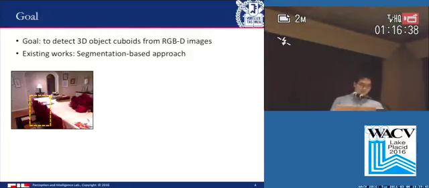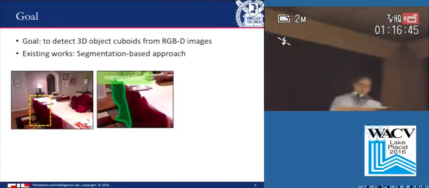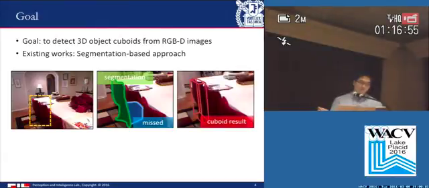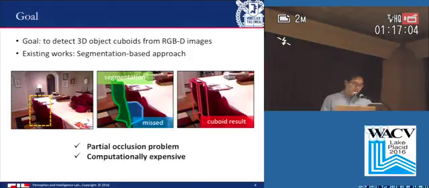Existing methods are based on a segmentation approach. This approach has limitations like this. When the segmentation region misses the occluded parts like this, the segmentation-based method cannot estimate the whole 3D cuboid, but only part of the cuboid. The cuboid detection result would be like this red cuboid box, and also the segmentation method itself is computationally expensive.